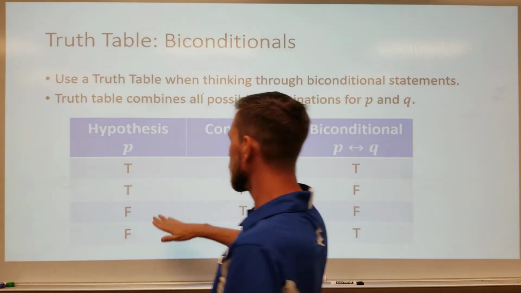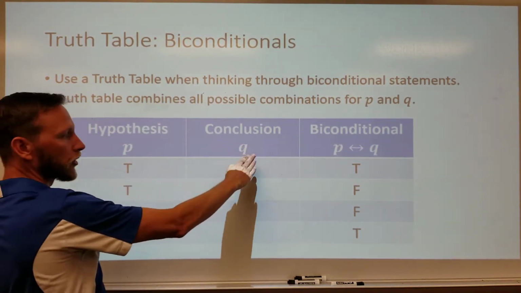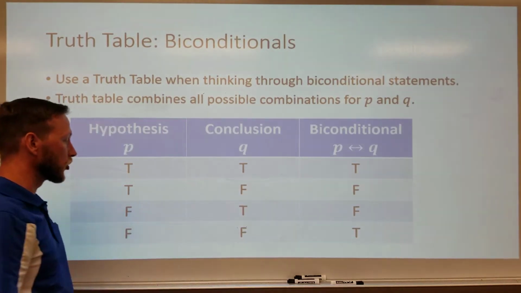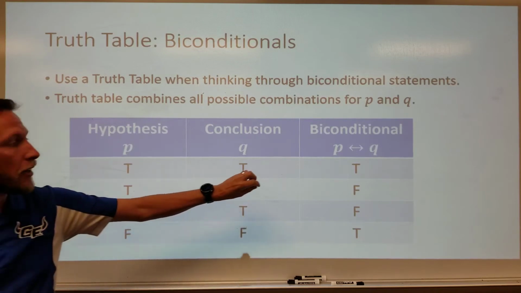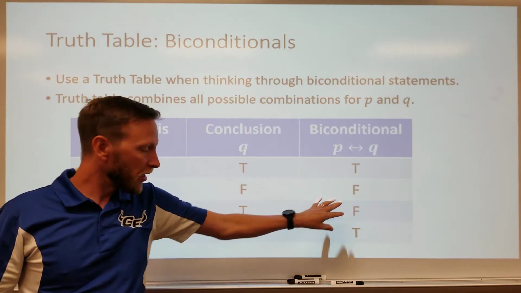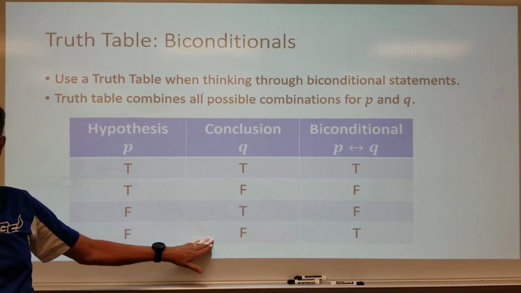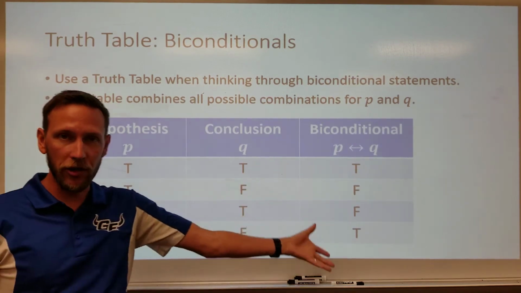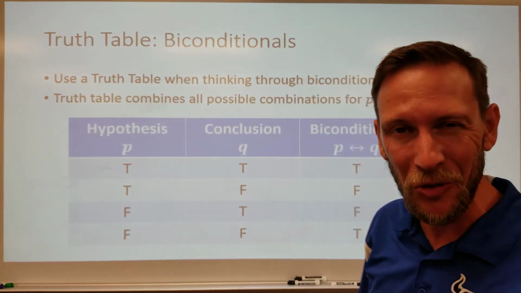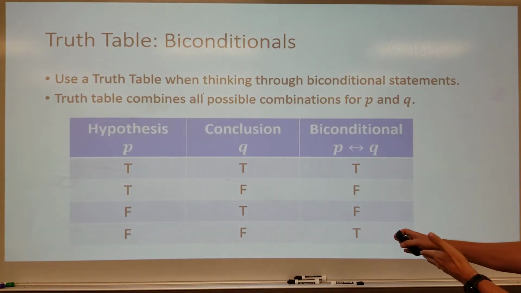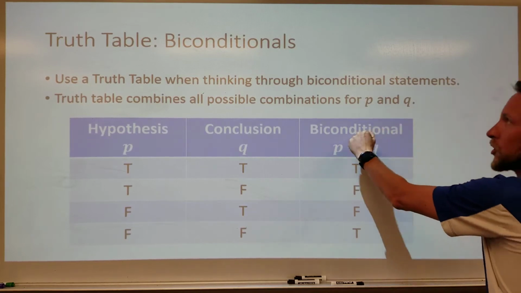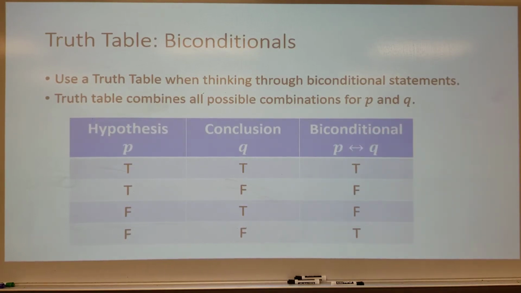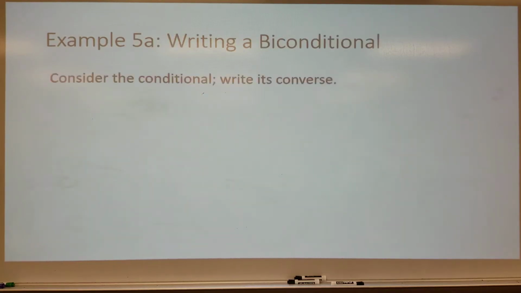Here's our truth table. If the hypothesis is true and the conclusion is true, then our biconditional will be true. If one of them is false, either the hypothesis or the conclusion, then the biconditional will be false. If the hypothesis and the conclusion are both false, then it doesn't matter. We're going to say that biconditional is true. I know that last one feels backwards. It's kind of like two wrongs make a right, or two negatives make a positive. You can kind of think of it that way when we are reading with our biconditional statements, our forwards and backwards.